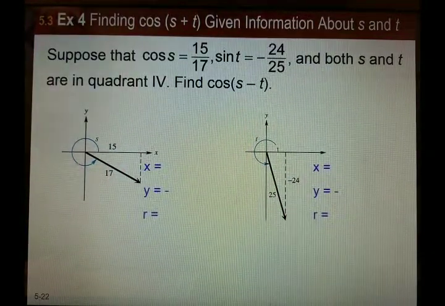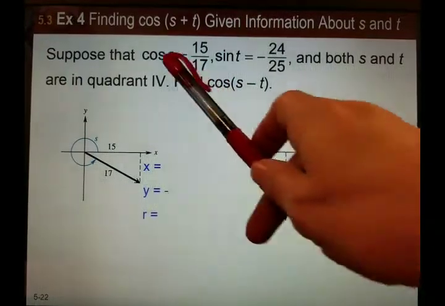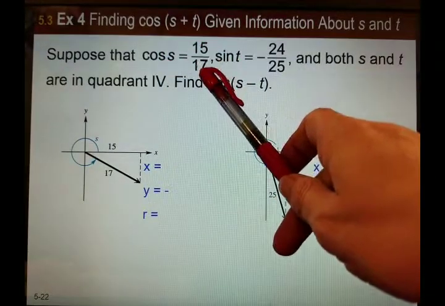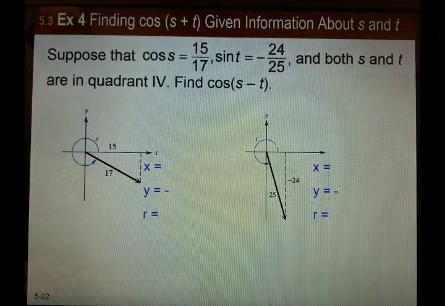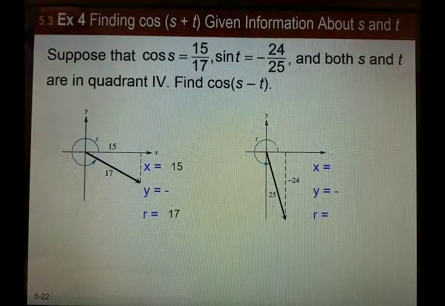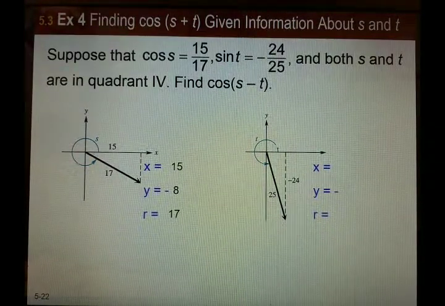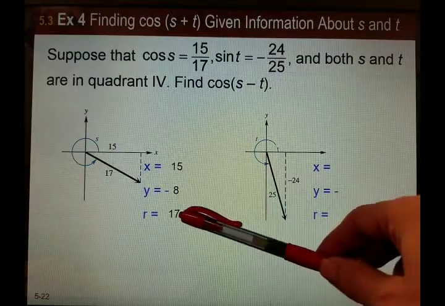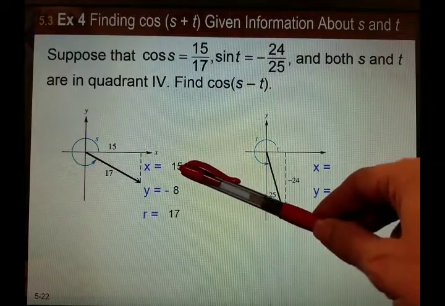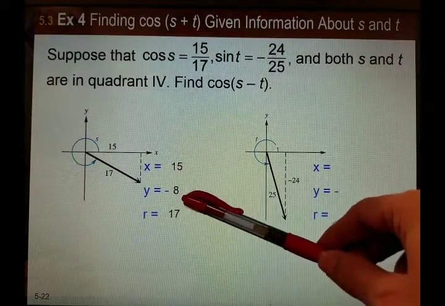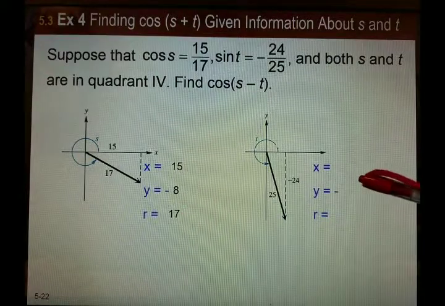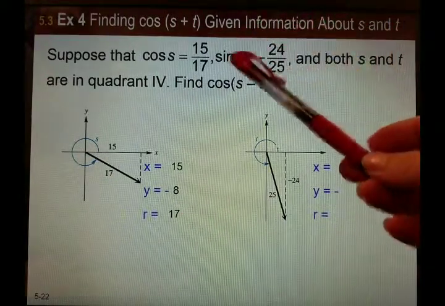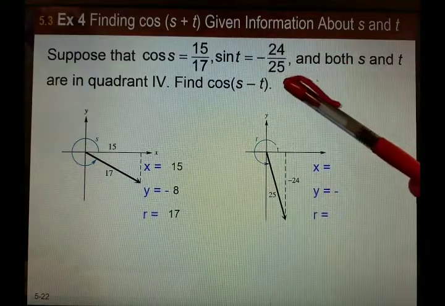Now, what I do know is on the first one for s, the cosine of s is 15 over 17. That's going to be my x over r. So if I did Pythagorean theorem, 17 squared, take away the 15 squared, and then the square root of that, that gave me the y value. All right, over here for angle t, I was told the sine of angle t is negative 24 over 25.